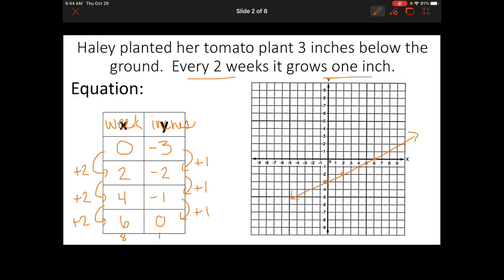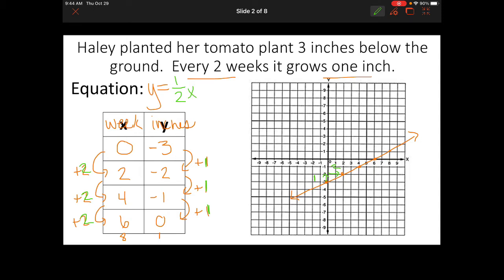And let's talk about the equation. It's always y equals. And then let's look at the slope. We can look at the graph or we can look at the table. If we look at the graph, we are going up 1 and we are going to the right 2. And so we know our slope is 1 over 2. You can also look at the table. We're adding 1 every time on the y side and we're adding 2 every time on the x side. So there's your 1/2 with the x.